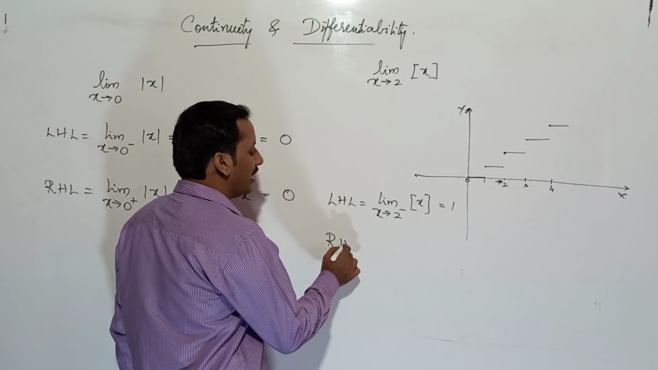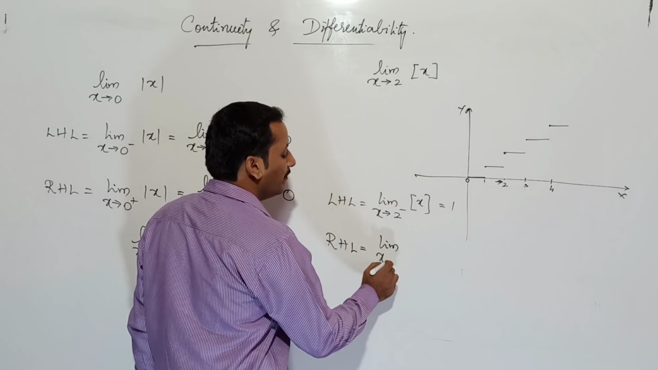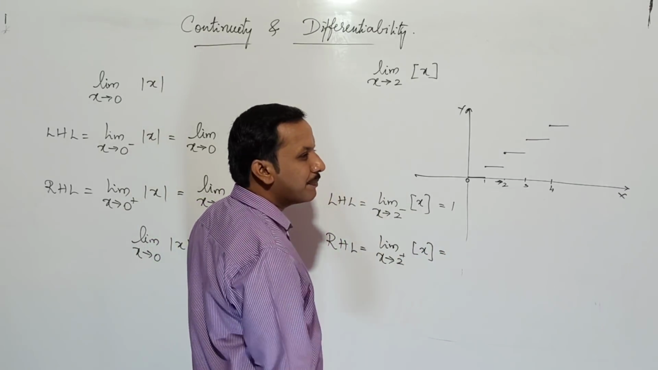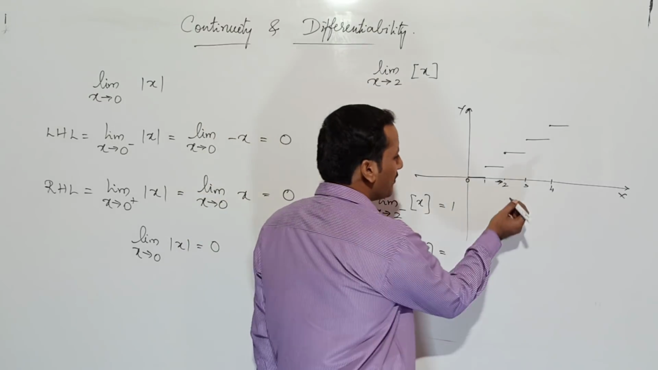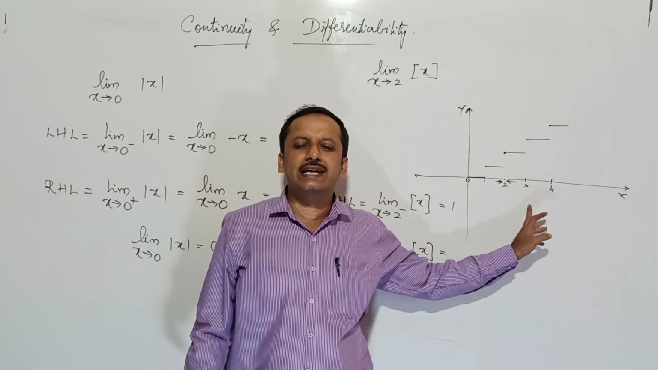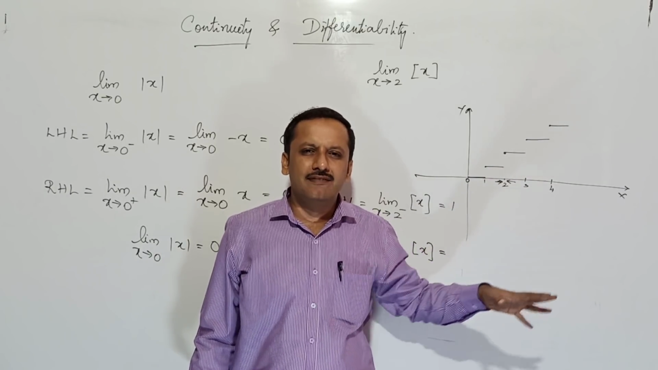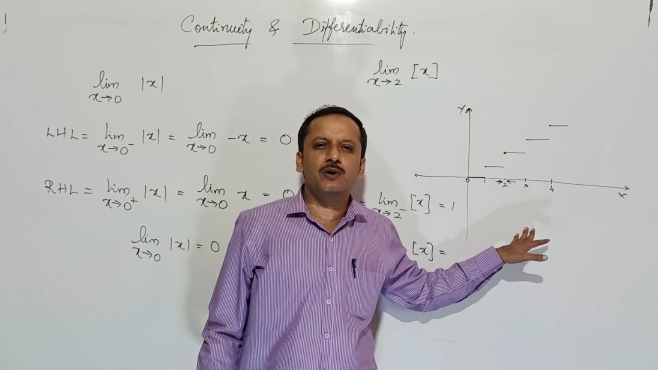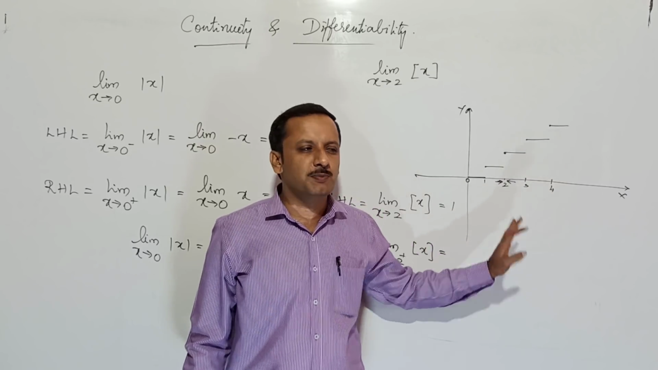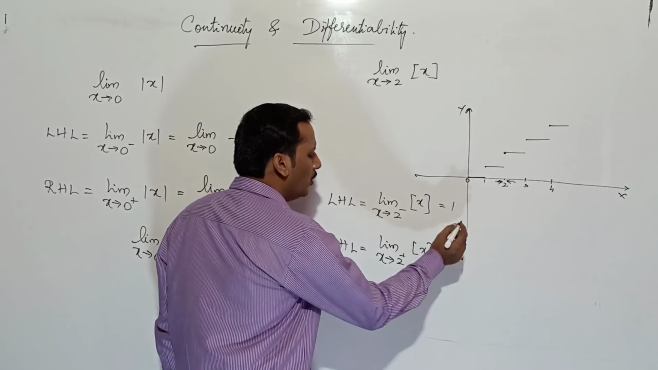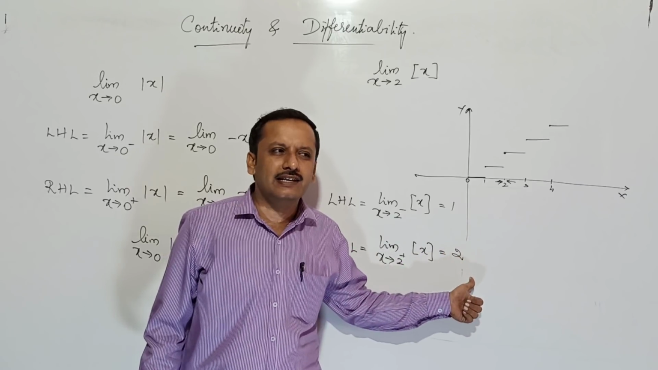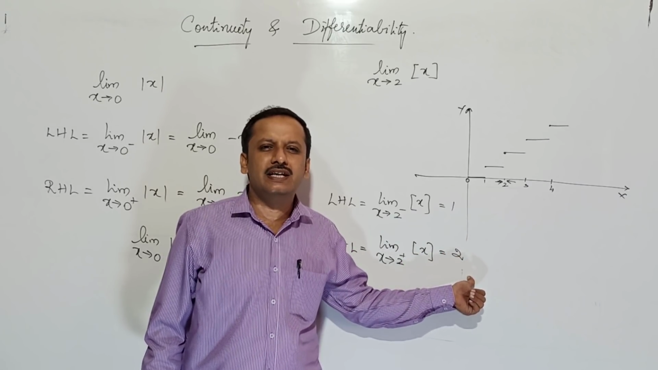On the other hand, if you find the right hand limit, this is equal to limit x tends to 2 plus of step x. Here x is approaching 2 from the right side, which means x is very close to 2 but greater than 2. So x may take the values 2.1, 2.05, 2.001, 2.00001, etc. At all those points, step x value will be equal to 2. So as you observe now, the left hand limit is 1 and the right hand limit is 2. Hence, the limit does not exist.